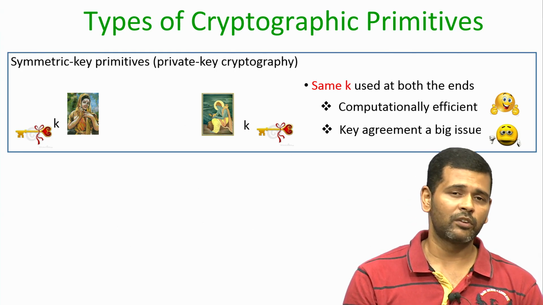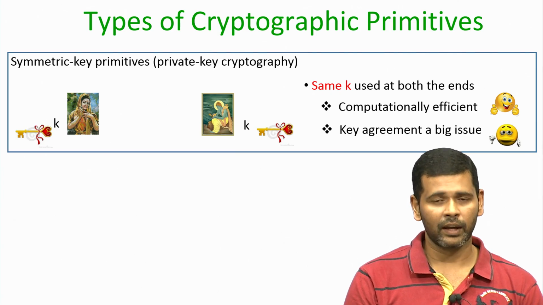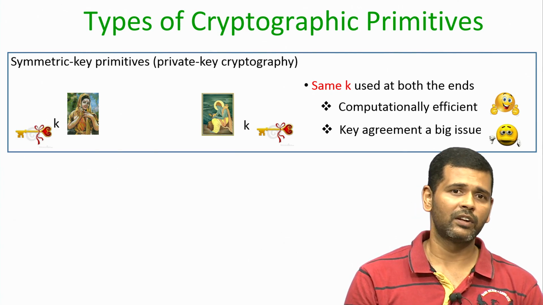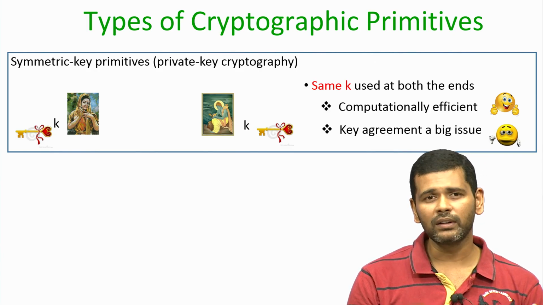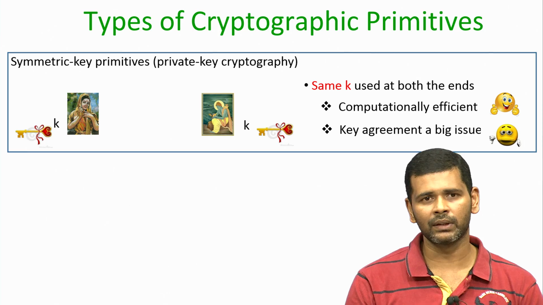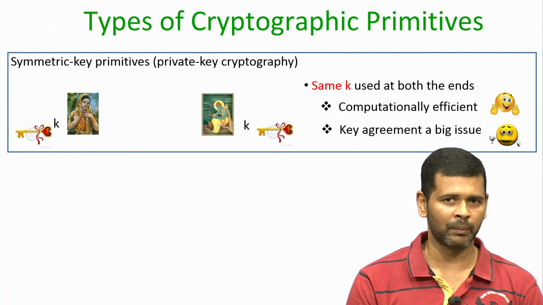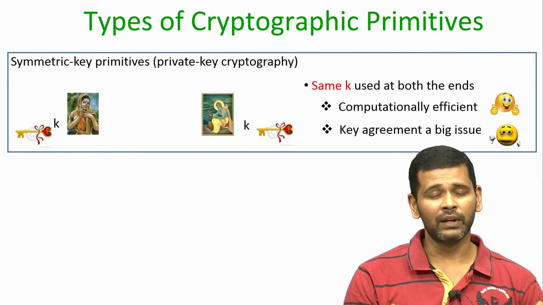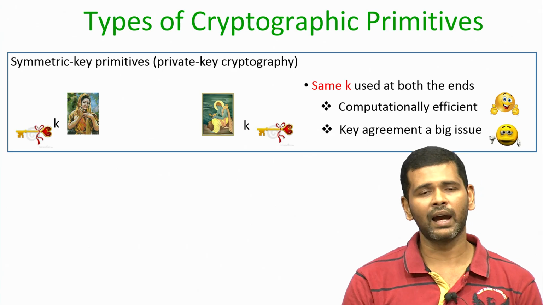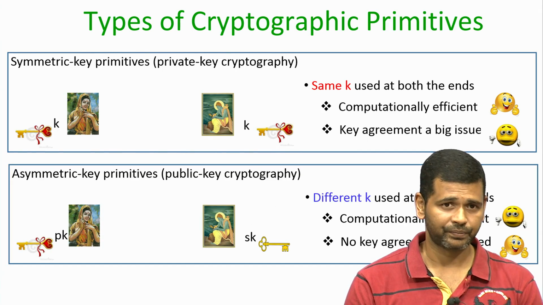The good side of these primitives is that they are computationally very efficient in practice. And the downside of these primitives is that key agreement is going to be a big issue. That means all these primitives work under the assumption that the common key has already been agreed upon by some magical mechanism, which is a big assumption. So, ensuring that both sender and receiver have the same key is the challenging task. That is a downside of these primitives.